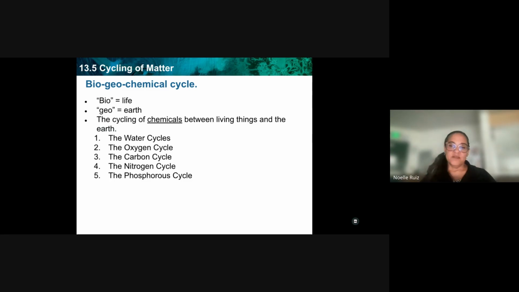So in general, these are all called biogeochemical cycles. Bio means life. Geo means earth. So these are the cycling of chemicals between living things and the earth. So water, oxygen, carbon, nitrogen, phosphorus. There's also a sulfur cycle.